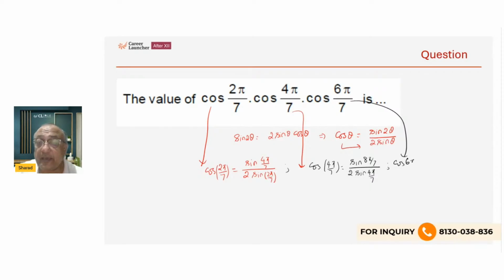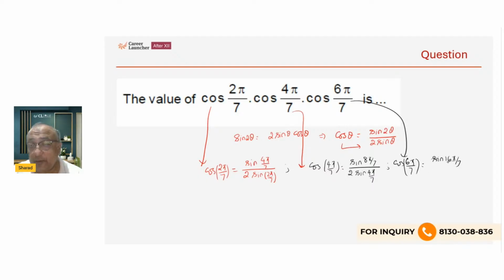Cos 6 pi by 7 is equal to sine 16 pi by 7, double of this, sorry, sine 12 pi by 7 upon 2 sine 6 pi by 7. There is one part which is here, which you could have done. You can write this, bachon, before doing this, because we need a 2x angle. A double angle is necessary.